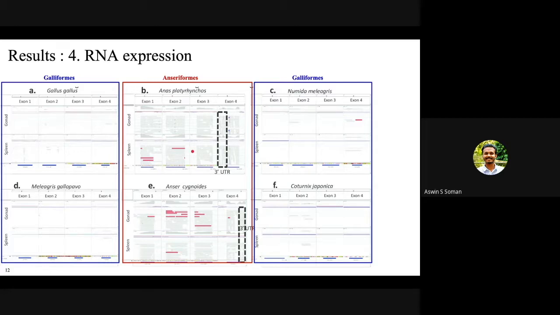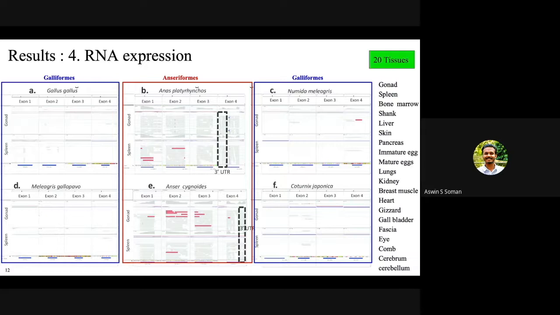And additionally, we checked 20 different tissues from chicken, which are mentioned here, and none of them showed any expression of PLGRKT in those tissues. This confirms that the gene PLGRKT is lost in chicken.